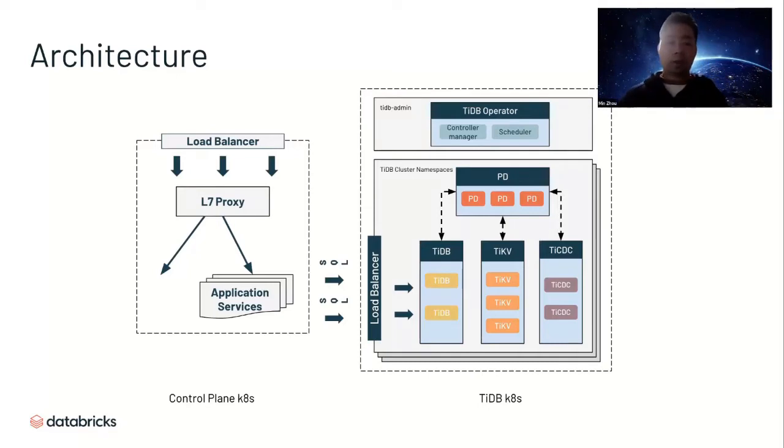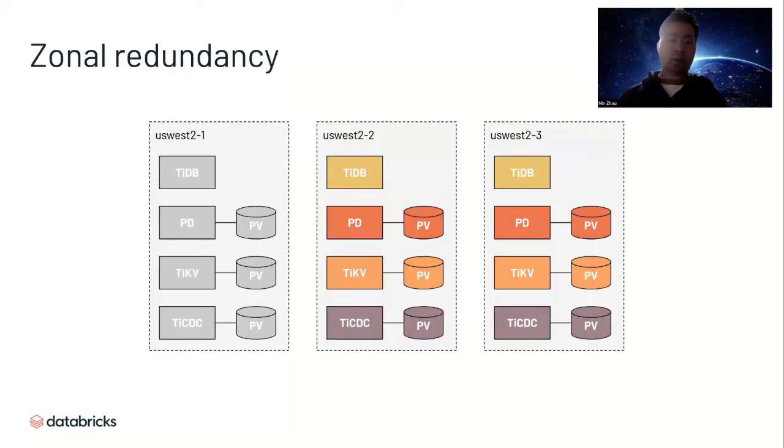Okay, that'll work. Next. Because we need to build a highly available TiDB, we thought about whether we can tolerate a zonal disaster. So we built zonal redundancy. We deploy each TiDB component in each of the zones, and if one of the zones fails, the other two can take care of it.